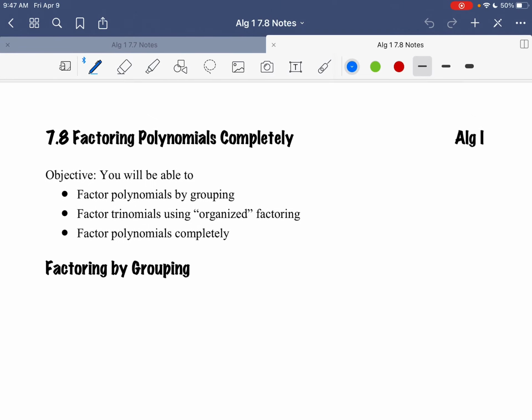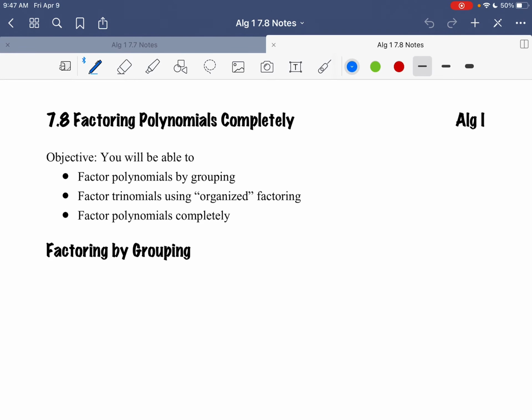Hello, section 7-8, factoring polynomials completely. So we've been learning all types of tips and tricks to help factor polynomials, with our main purpose being to be able to solve them using that zero product property.